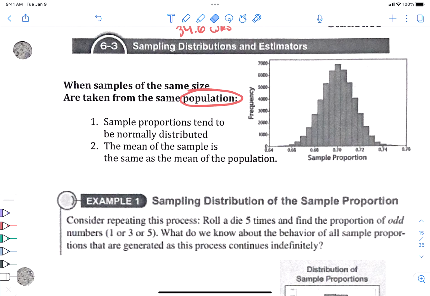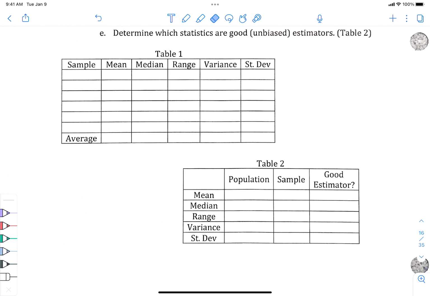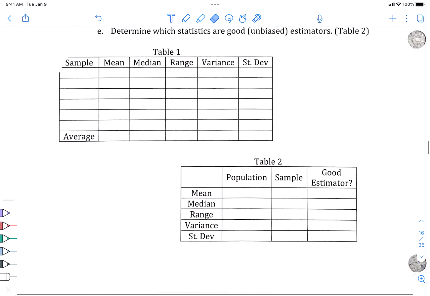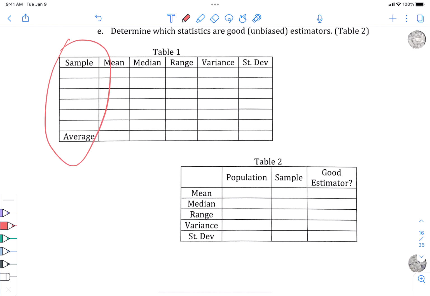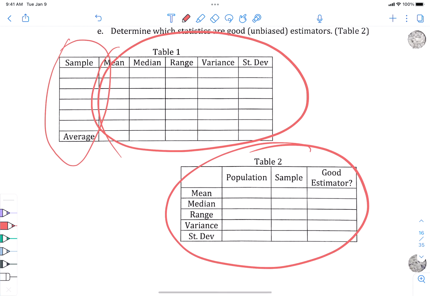And what we're trying to do, and you've got some tables on your homework assignment that look like this, is take some samples. We're going to calculate the mean, median, range, variance, and standard deviation of that sample, right? Then we're going to do the same thing for the population, and see which ones are similar and which ones are very different, okay?